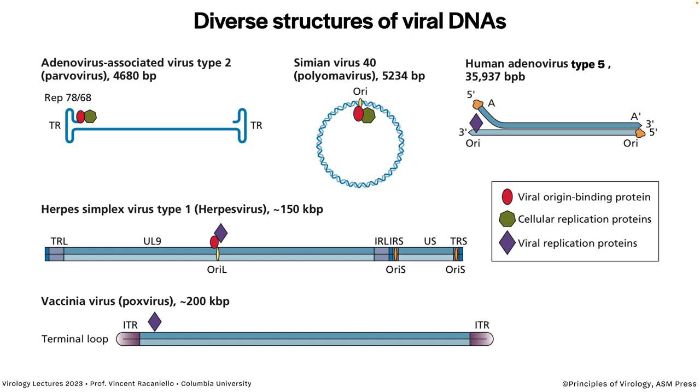SV40, which is a polyomavirus with a double-stranded circular DNA. Also, papillomaviruses have a similar genome. Adenovirus and herpes simplex have linear double-stranded DNAs, and then finally, poxviruses, which have double-stranded DNA, but the ends are covalently linked. So they're not unpaired as they are for adenovirus and herpes simplex.